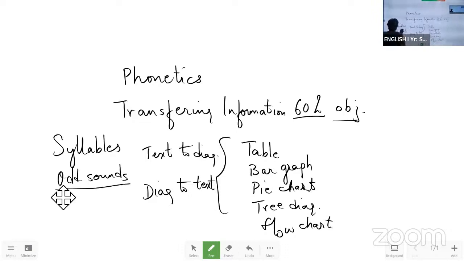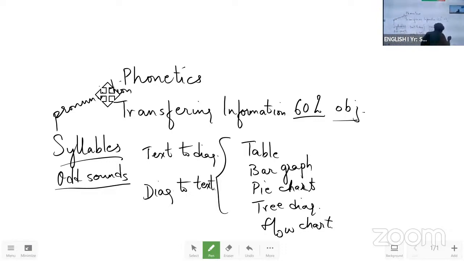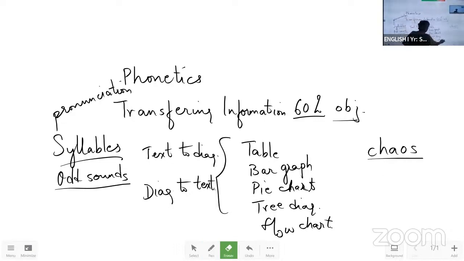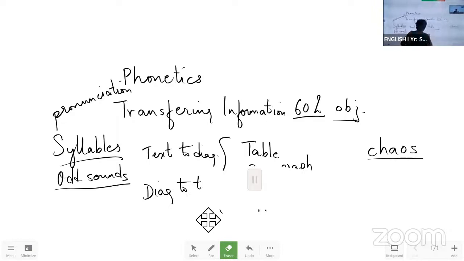Again, in syllables and odd sounds, your pronunciation in English should be very, very good. Like there are many children who mispronounce kangaroo. For cucumber, they mispronounce it. And this word, they say it as chaos when it is chaos. So for syllables, odd sounds, pronunciation is very, very important. So keep all this in mind, children. We'll discuss this in our further classes.